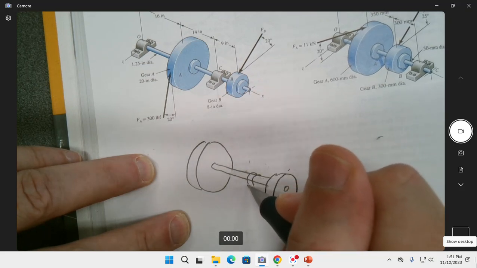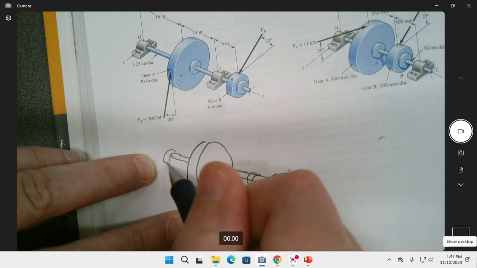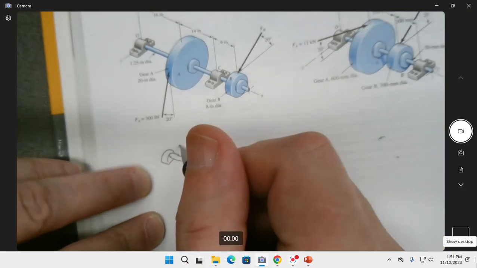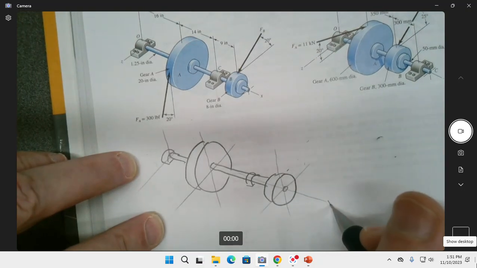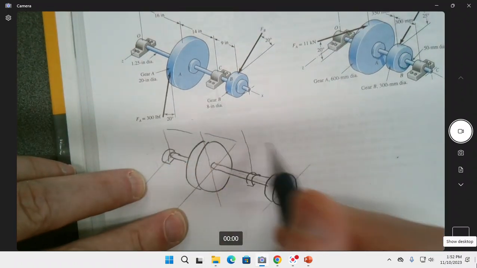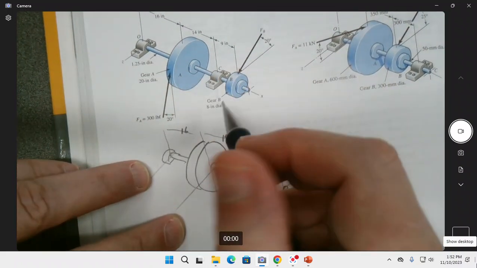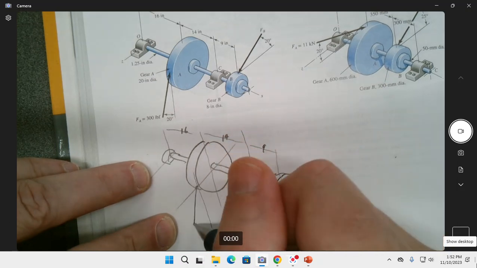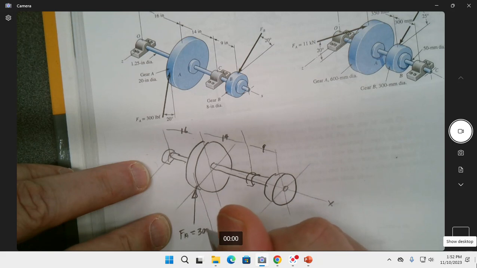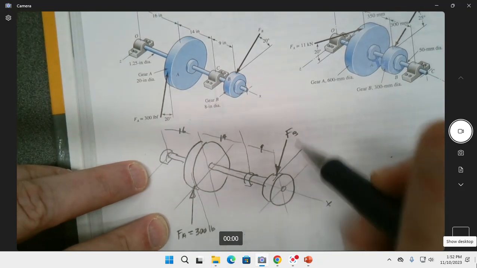So here you go. Here's our bearing, and continuing up here. I should use a straight edge, but then I might get more fussy. Here's our X, and we'll come up this way, and here are our dimensions. This is 9 inches, this is 14, and this is 16. Here is our FA equal to 300 pounds, and they are being clever by not giving us this one, FB.